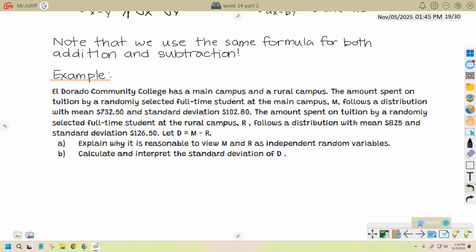Take about 90 seconds in your small group and discuss what real world justification we could give to argue that M and R are independent.